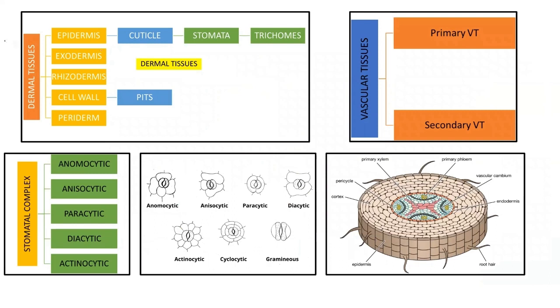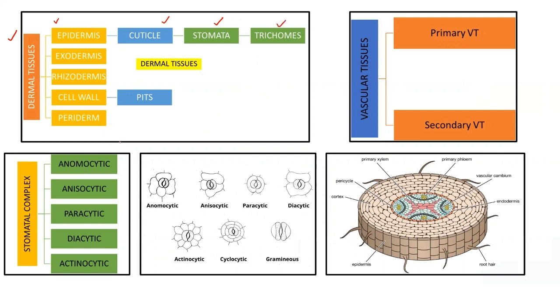Then we move on to the dermal tissues in anatomy, and in dermal tissues you should be knowing about the epidermis, and the epidermis includes the cuticle. Then you should be knowing the epicuticular waxes and cuticularization, cutinization. This process you should be knowing. Apart from this, you should also be knowing the stomata and the trichomes.